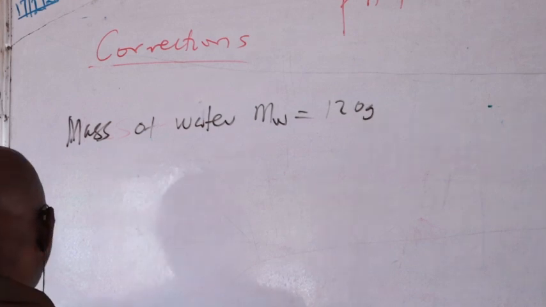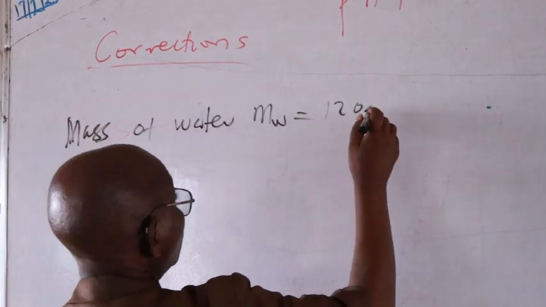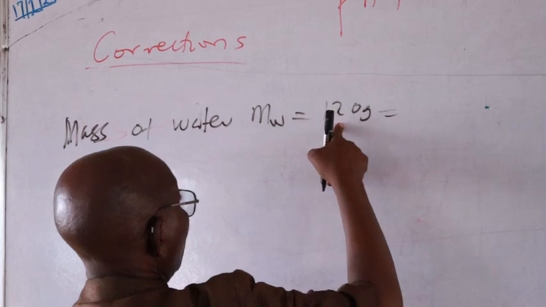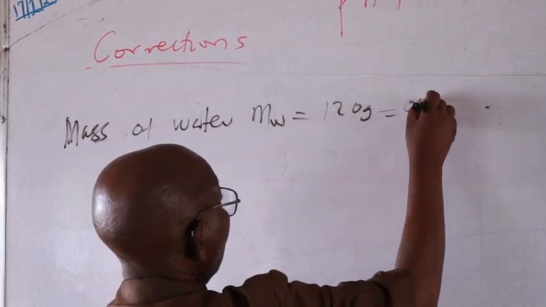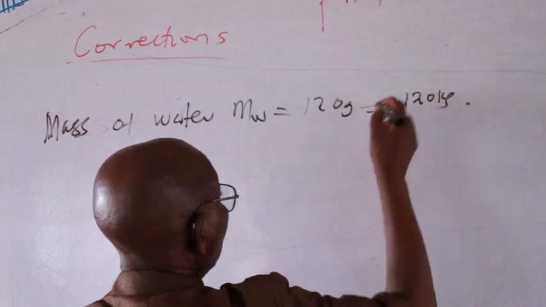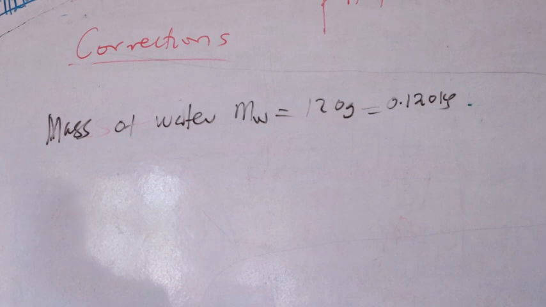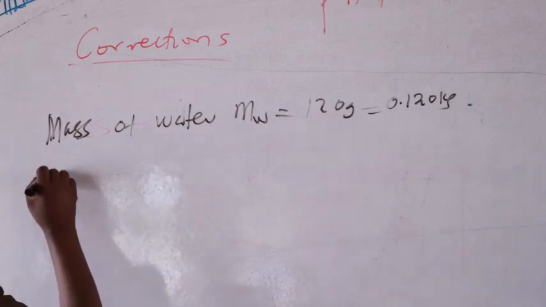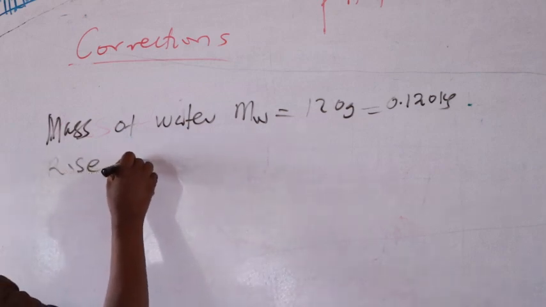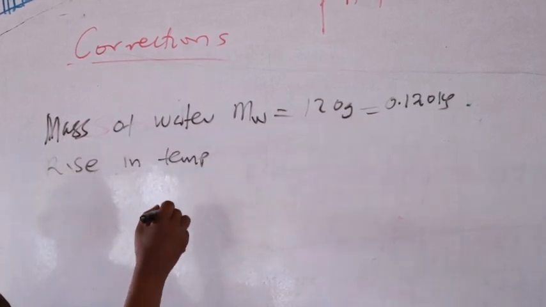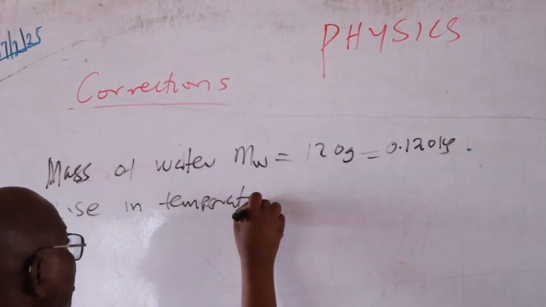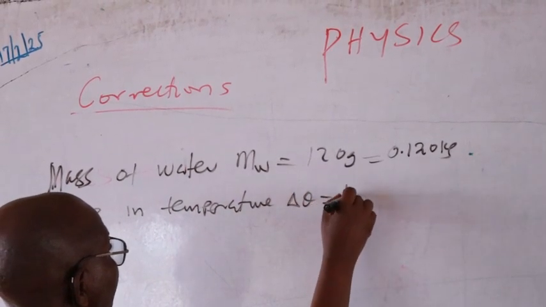Yes, kilogram. So you need to convert this one to kilogram, and that will divide by 1,000. 0.120 kilogram. That's what that would be. Then you are told that it's a thin light vessel, so the thermal capacity will be very small. We are given a rise in temperature, delta theta, of 10 Kelvin.